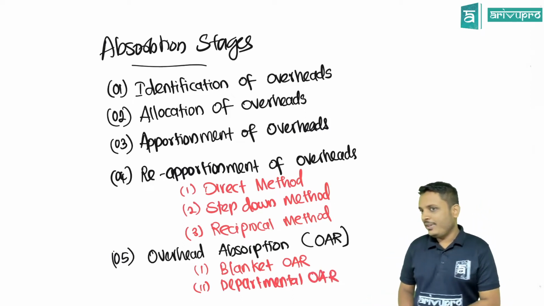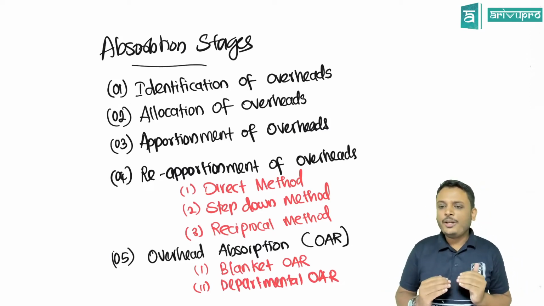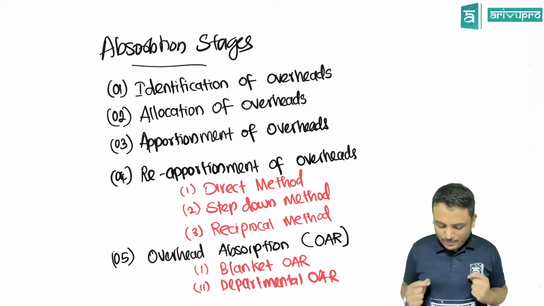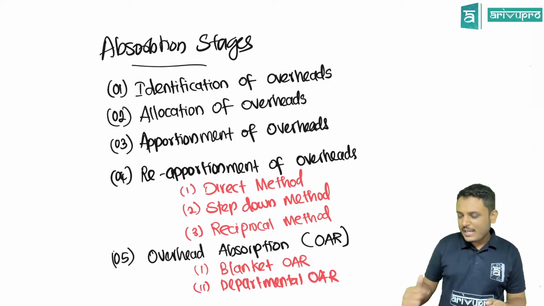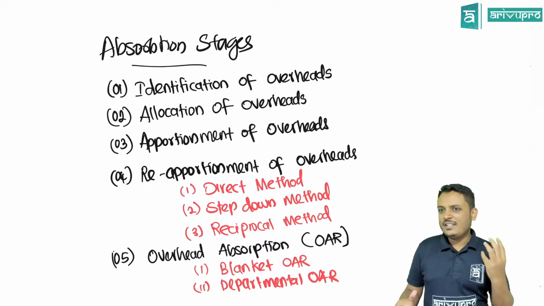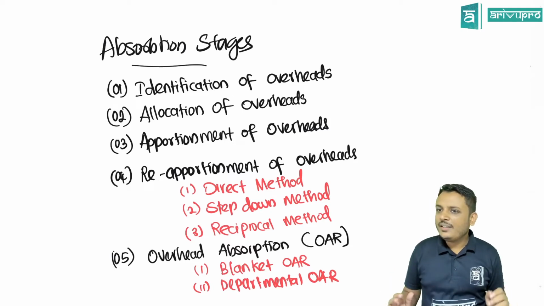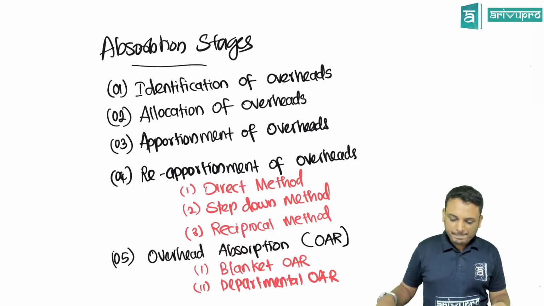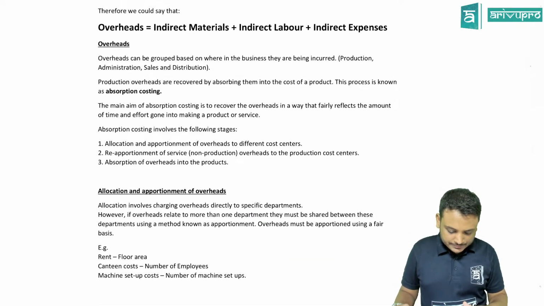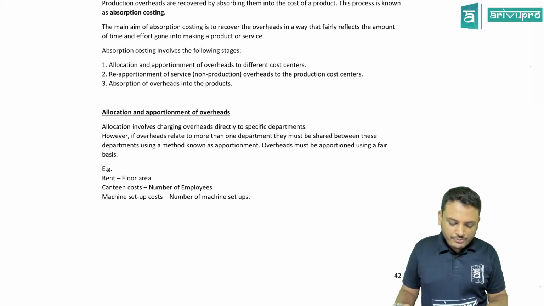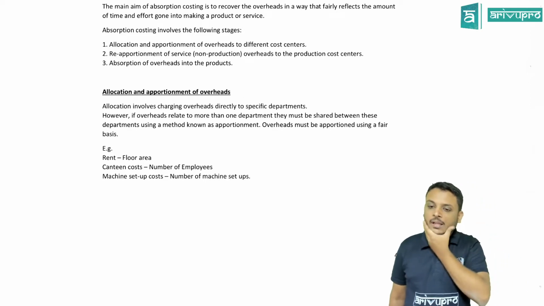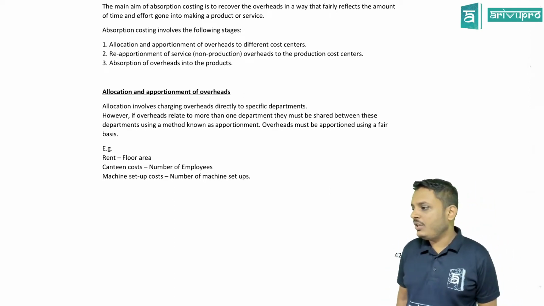These are the steps. What is the starting point of identifying unit overhead? Identification of overheads. What is the end point? Absorption. After step number 5, we know the unit overhead cost, the unit indirect cost. Is it clear? Did you all copy this? Now write down number 1. Allocation of overheads. Step number 1.